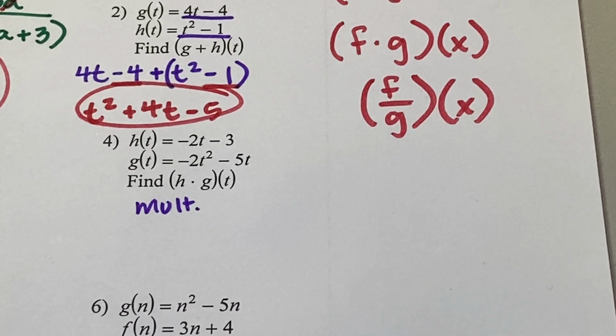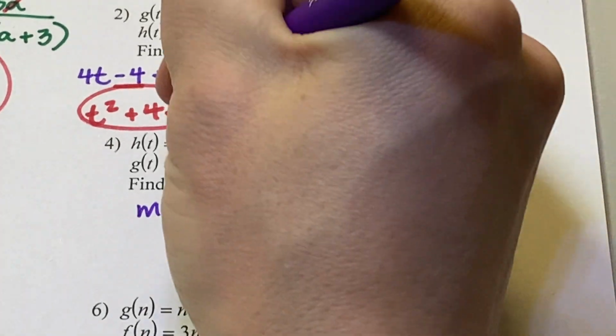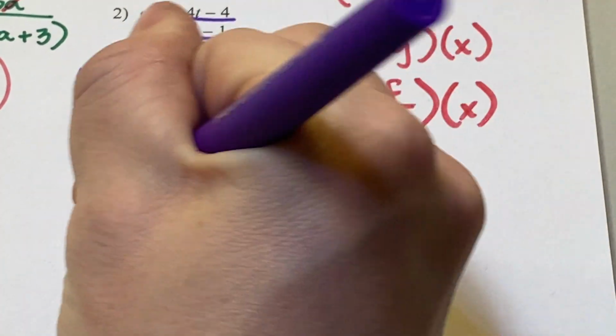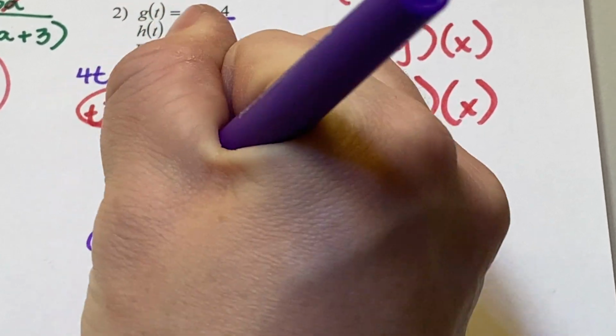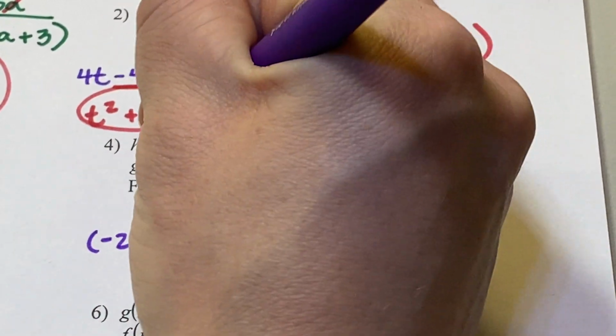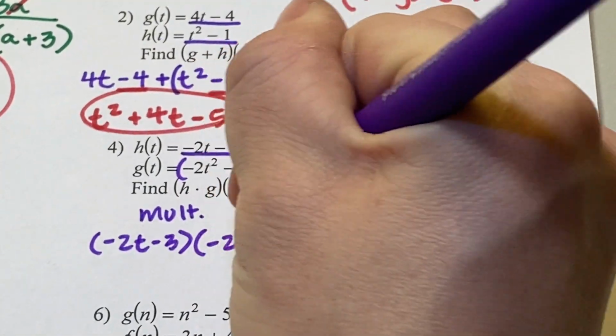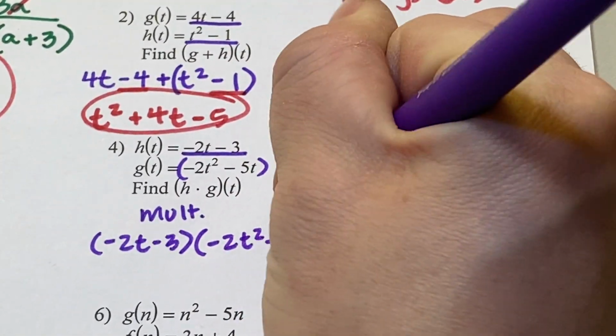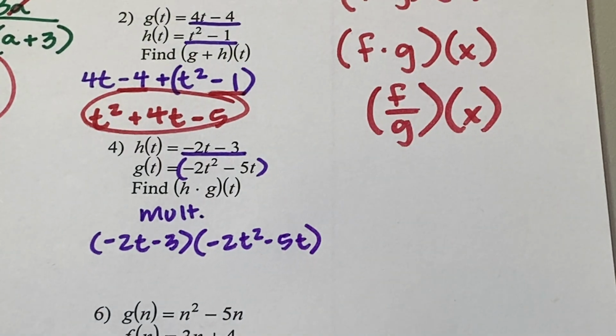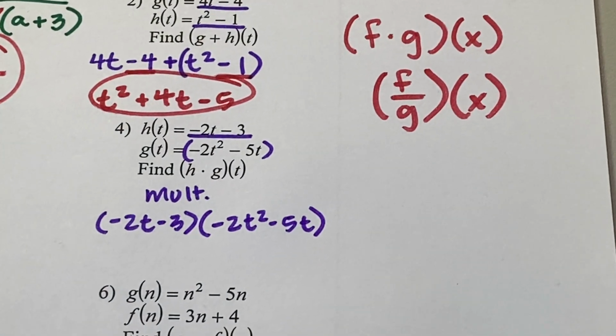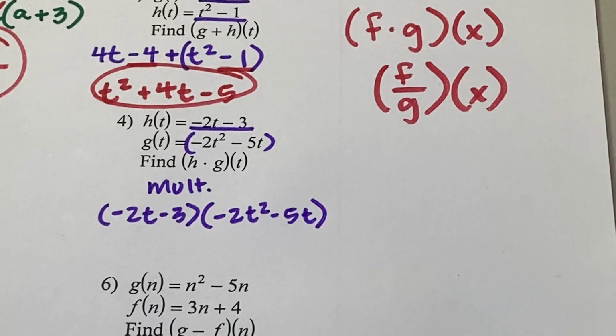So this time I am going to use parentheses. Whenever we're multiplying, we like to use parentheses. So I'm going to take my h of t, negative 2t minus 3, and multiply it by my negative 2t squared minus 5t. Oh, this is FOIL. Yes, FOIL is just multiplication. Just remember whenever they're written right next to each other, that means we're multiplying them, so that's why we use the parentheses.